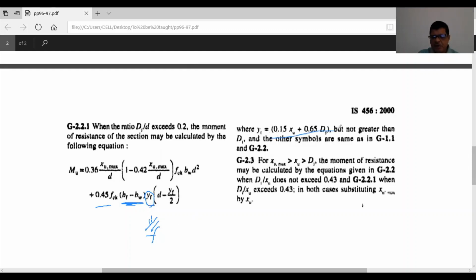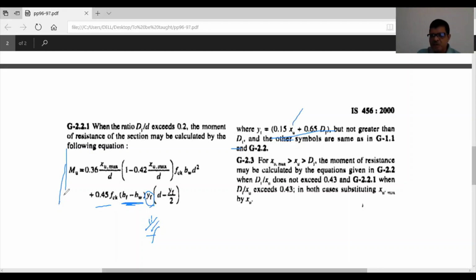Yf is given a value 0.15 xu plus 0.65 Df, but not greater than Df. So you calculate the value of xu. Df is nothing but the thickness of the flange, and xu is the depth of the neutral axis. So calculate whether it is xu max. If it is xu max, put your xu max because you have taken xu max here. So for the limiting case, xu is equal to xu max. So these are the two formulae to calculate the moment of resistance of a T section.